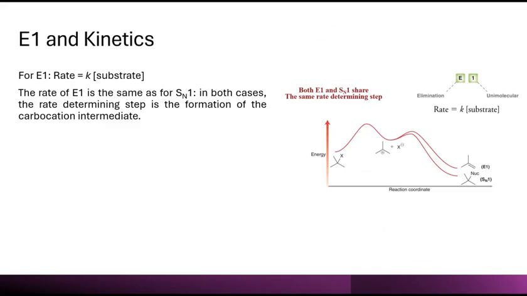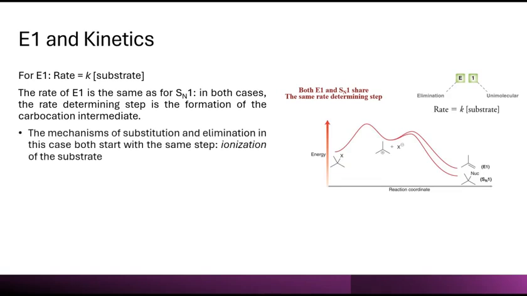E1 and kinetics. For E1, the rate is equal to the rate constant times the concentration of only the substrate. So elimination is unimolecular. The rate for E1 is the same as SN1. In both cases, the rate determining step is the formation of the carbocation intermediate. The leaving group must leave as the carbocation is forming. The mechanisms of substitution and elimination in this case both start with the same step, ionization of the substrate. Both E1 and SN1 share the same rate determining step.